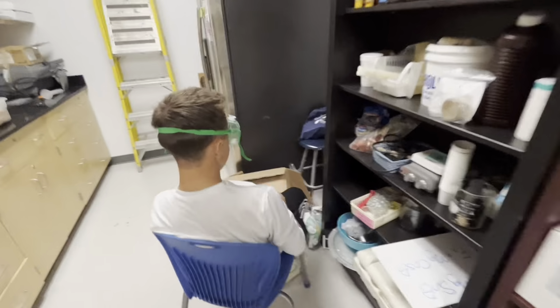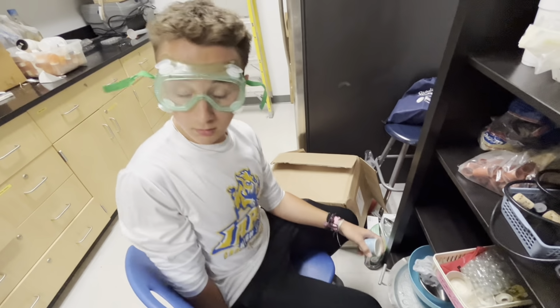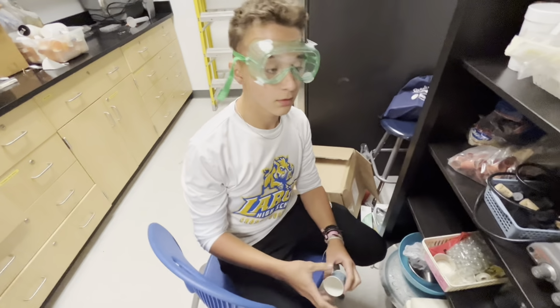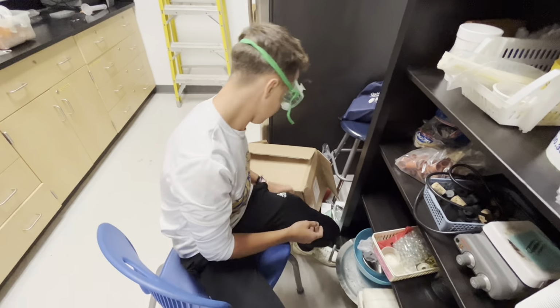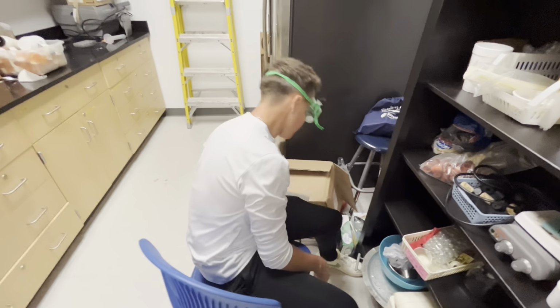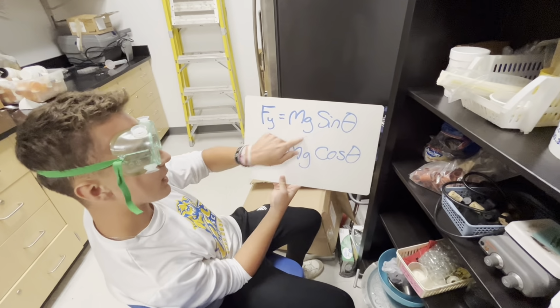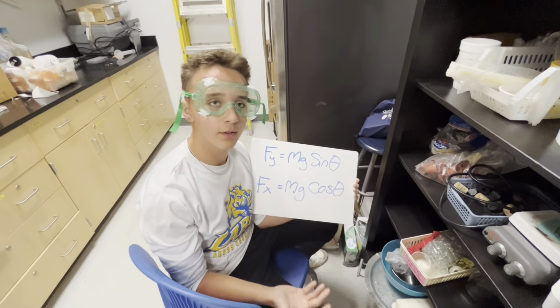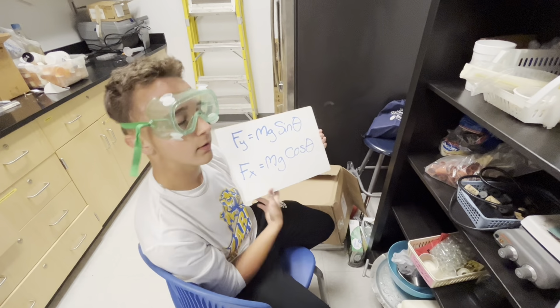Hey, Robbie, I need some help. You never answered my question. What if there is no force on the object? What if it's just gravity? Oh yeah, of course. Basically how that works is it's Fy, and if there's no force, you just do mass times gravity, because that's the only force acting on it. Mass times gravity sine theta, mass times gravity cosine theta.